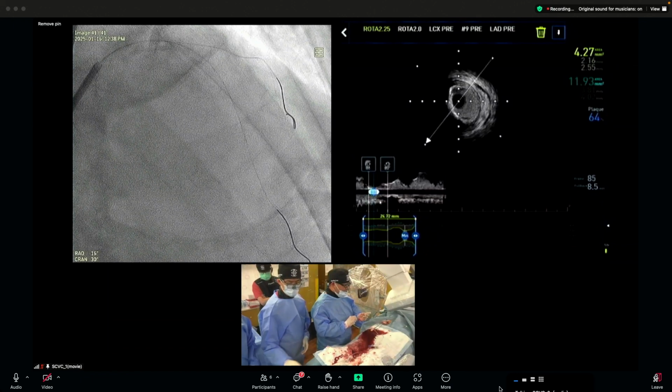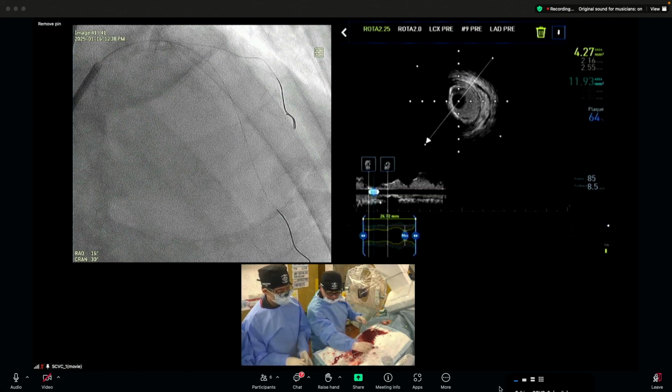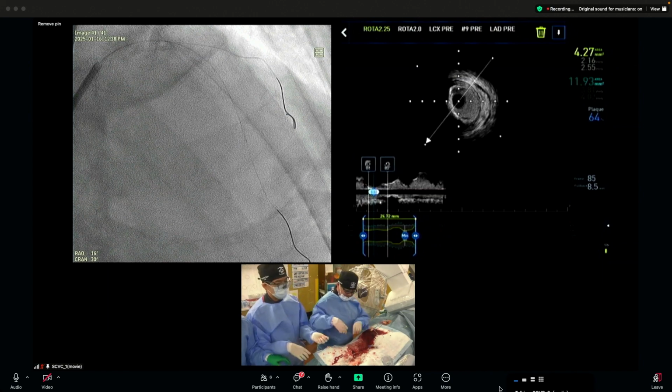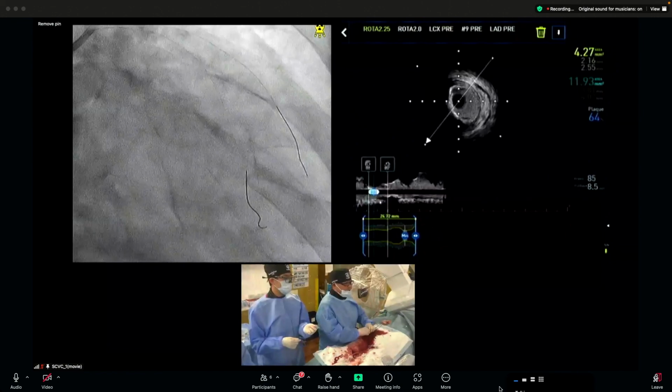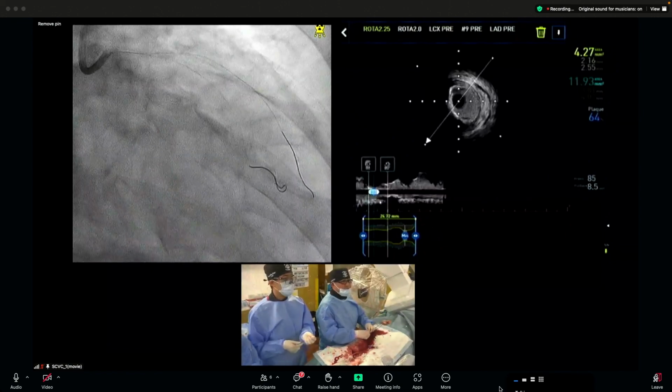Thank you. And the other concern of this case is that you have a big diagonal branch, which is prone to being compromised after 2.5 mm cutting balloon implantation. So that's why you try to use the bigger bar to reduce the calcification on the opposite side of the diagonal branch. What do you think? Do you have any calcification in the proximal part of the diagonal branch?